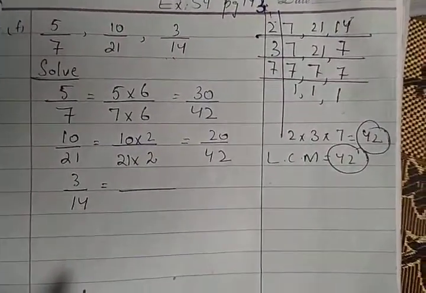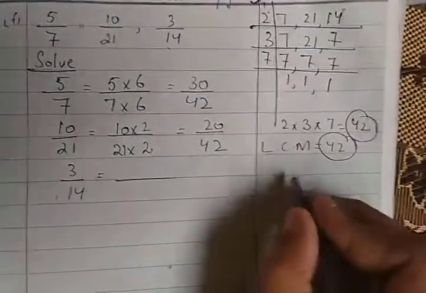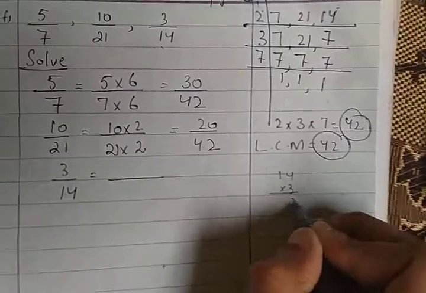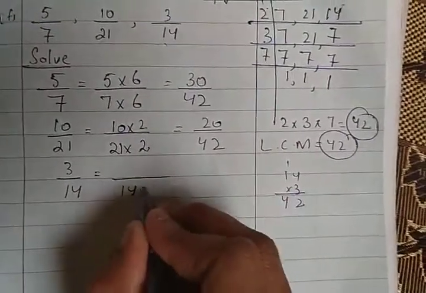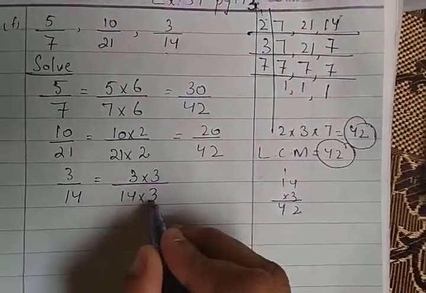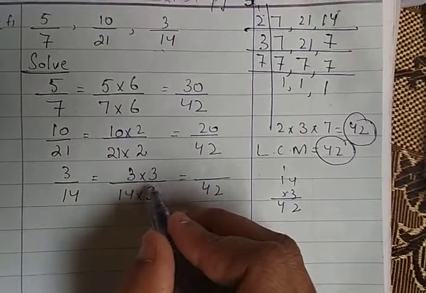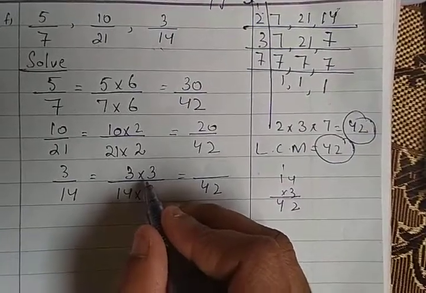14 is multiplied by 3. 3 is also multiplied by 3 because 14 is multiplied by 3 to make the denominator 42. Then you have to multiply the numerator also by 3.